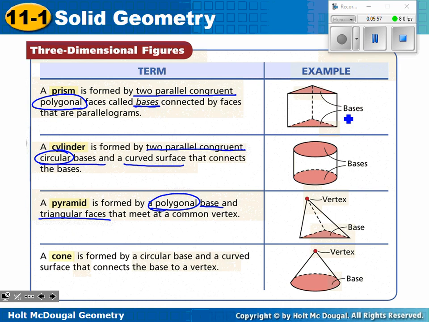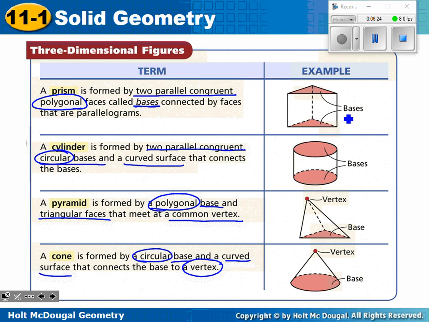So pyramids are going to have one base, and they're going to have lots of triangular faces, and they come together at a common vertex. And then we have the cones, and cones are going to be just like a pyramid, except that they're going to have a circular base. So a cone is formed by a circular base. It doesn't have any other faces either. It's just a curved surface that connects to the vertex.